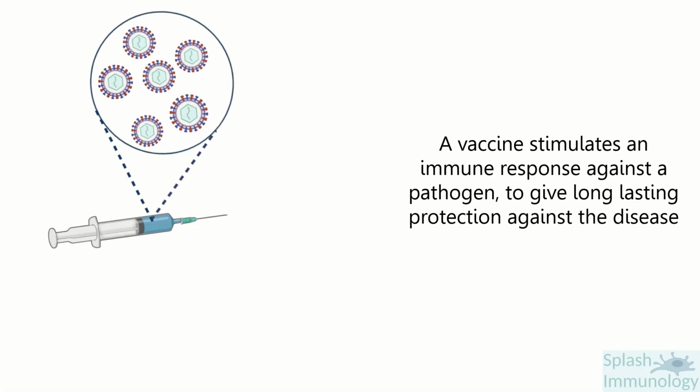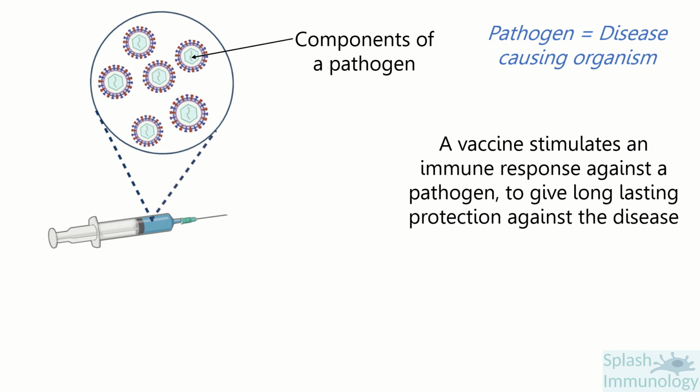A vaccine is a preparation that stimulates an immune response against an organism that causes disease, and this gives us lifelong immunity against the disease. We call any disease-causing organism a pathogen. Vaccines contain components of the disease-causing pathogen. When a vaccine is administered into a person, the components of the pathogen enter into the muscle.